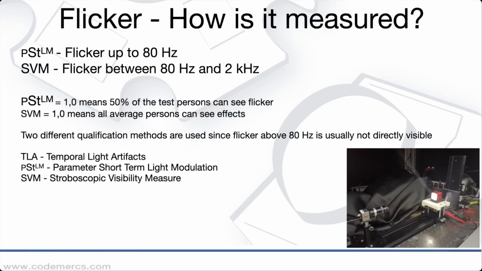There are two common measures for quantifying flicker. PSTLM measures flicker up to 80 Hz. SVM measures flicker between 80 Hz and 2 kHz. A PSTLM of 1 means that half of the test persons can see the flicker. SVM of 1 means that all average test persons can see effects of the flicker. The two different quantification methods are used since flicker above 80 Hz is usually not directly visible.